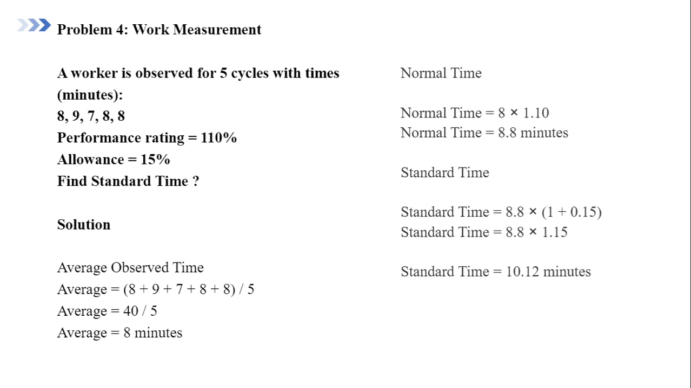The solution is to first identify the average observed time. We add all these 5 values, 8, 9, 7, 8, 8, and divide by 5, so we get an average of 8 minutes. Then we calculate the normal time, which is the average multiplied by the performance rating, that is 1.10, since the question gives 110%. The answer we get as the normal time is 8.8 minutes.